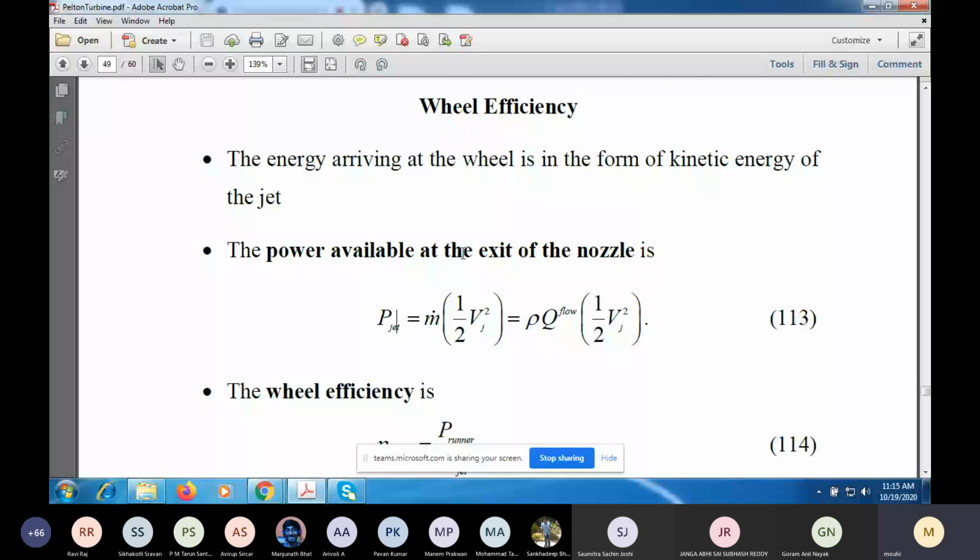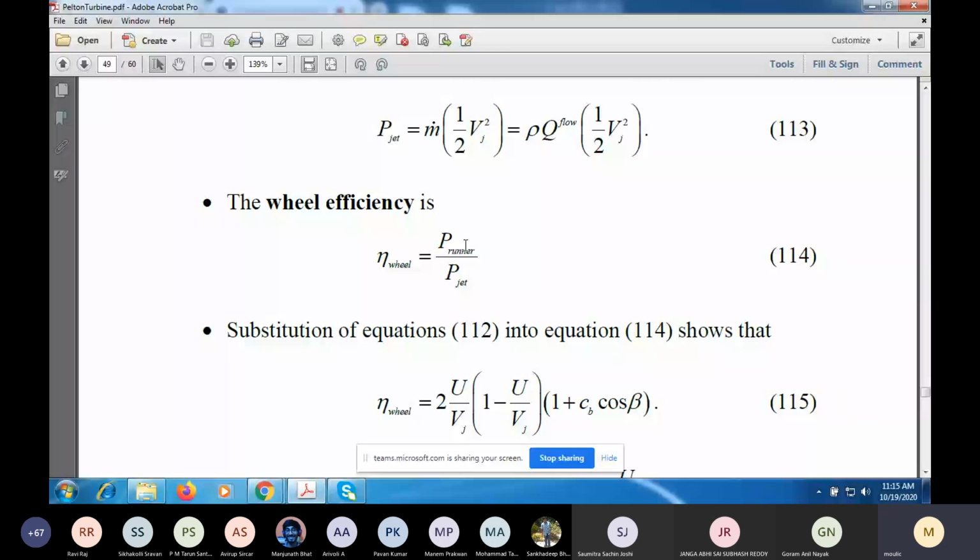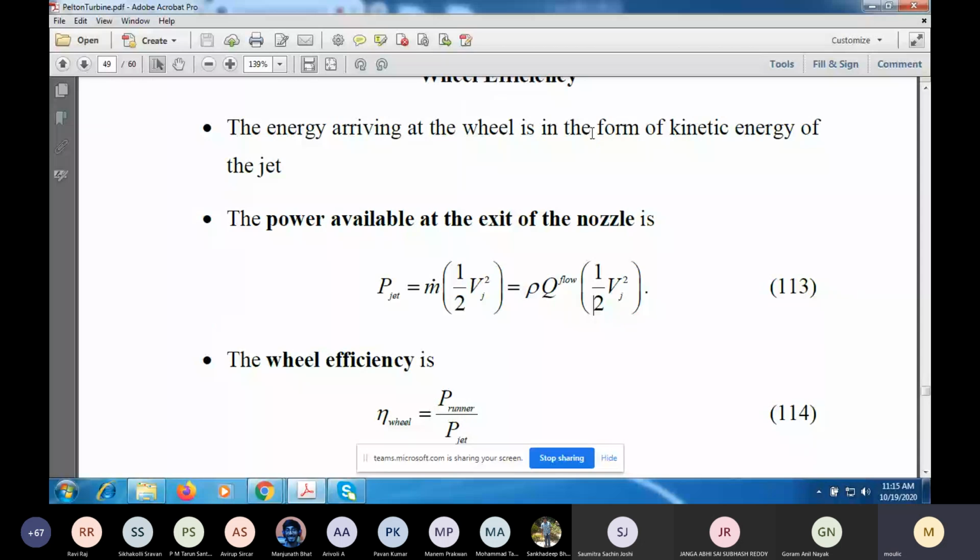And you can define a wheel efficiency, which is the ratio of the actual power developed by the runner, or the power transferred by the fluid to the runner, divided by the power associated with the water at the exit of the nozzle. So the way we have defined it, eta wheel cannot exceed 1. That is obvious.